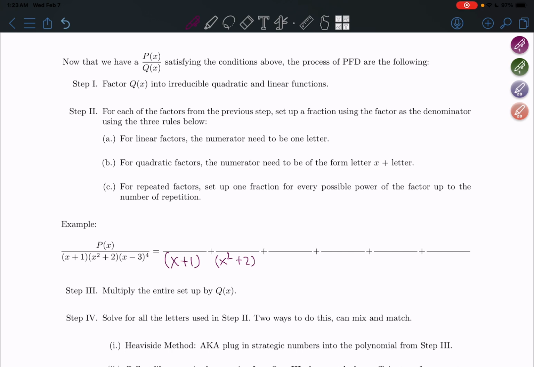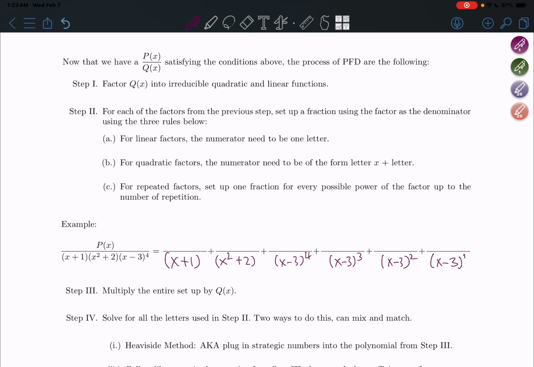I personally like to count down. So I start with x minus 3 to the fourth, and then x minus 3 to the third, x minus 3 squared, x minus 3 to the first. You don't need to write the first, but it's good to see it complete. I like to do this countdown, but I know some books like to count upwards. Counting down just feels natural, and I know where to end. It's up to you whichever you want to do.